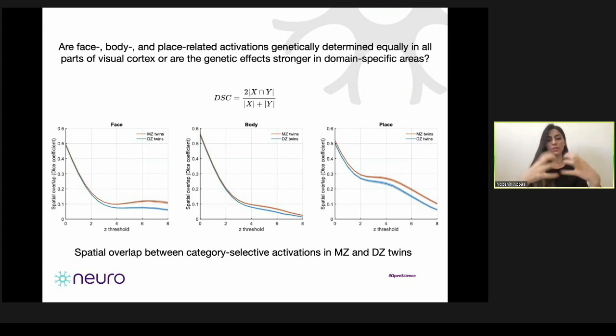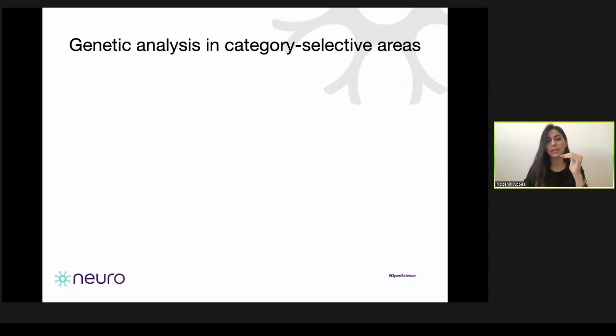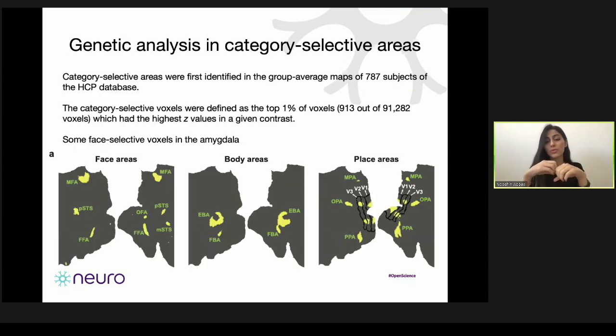So taking all these results together, we can say that there is more similarity in the activation pattern of MZ twins compared to DZ twins, particularly in the most selective regions. Thereby, we decided to focus more specifically on category selective areas for the rest of our analysis. And for that, we extracted the top 1% of voxels, which had the highest Z values in a given contrast, from the group average activation map of 787 subjects of the HCP database. And we visualized them here.